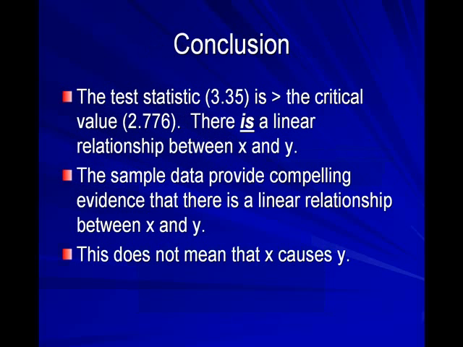Which is greater than the critical value. So we can conclude that we have compelling evidence to support the conclusion that there is a linear relationship between x and y. Again, I want to keep reiterating that that does not mean that x causes y. There could be another cause of both, or y could cause x. All we're doing here is some arithmetic. It's our theory that will tell us whether or not it's reasonable to conclude that x causes y.